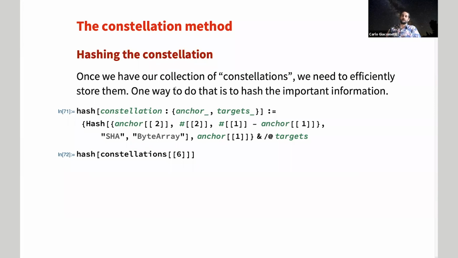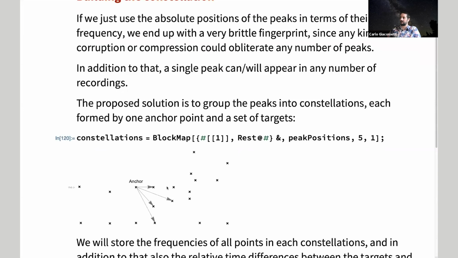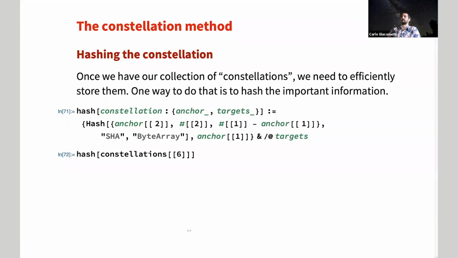So once we have our collection of constellations, what we need to do is efficiently store them. The parameters that we have chosen mean that we have a reasonably small set of constellations, I think about some tens of thousands per signal on average. For sure, if you want to make the fingerprinting a bit more robust, you can, for example, decrease the amplitude threshold, or you can increase the number of targets. In this case, I'm just choosing constellations of five points, but you could choose to store a bigger set of targets, and this will combinatorially increase the number of constellations that are stored.